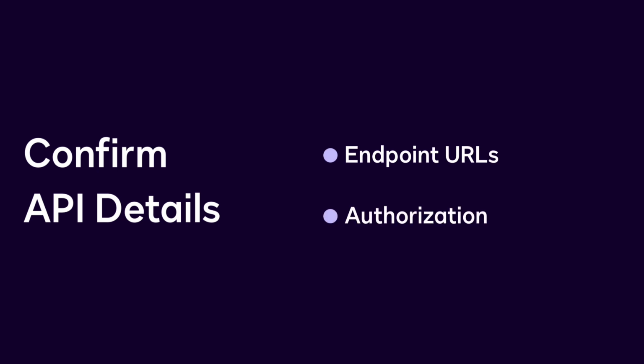Next, you collect the details your app needs to connect to the external API you'll be using. You'll need to identify the URL of each endpoint that your extension app will call, and authorization details, including the authorization URL, the token URL, your client ID, your client secret, and any required scopes.